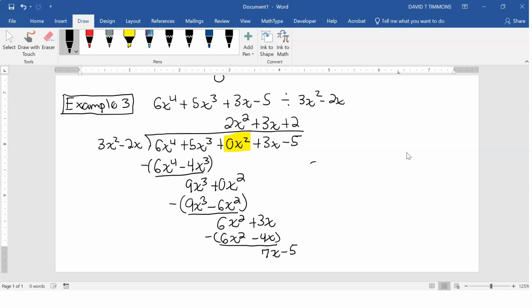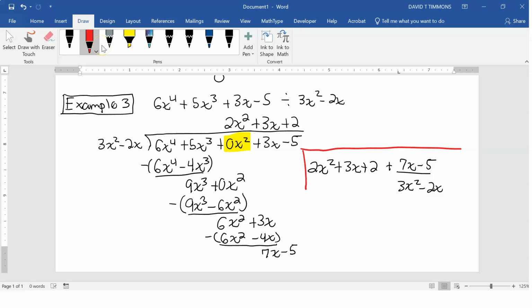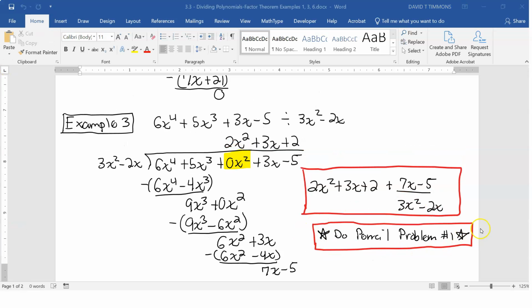And so remember, when you write the answer, we'll have the quotient, and any remainder will be written over the divisor. And so there is your final answer. Now, do pencil problem number 1.